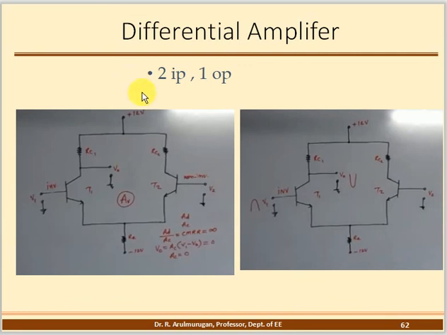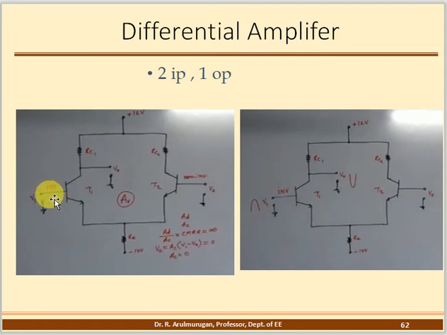Here is transistor one and transistor two. The base terminal is with respect to ground for each. Here you apply the plus VCC and here you apply the minus VCC. Then where is the output terminal? This is the output terminal.